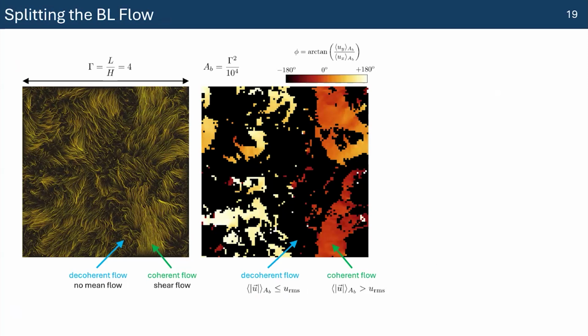We do that by splitting up the domain into 100 by 100 cells. And in each cell, we compute a URMS. And then we check whether the URMS within each cell is greater than or less than the URMS computed over the entire plane. If the URMS computed over a single cell is less than the global URMS at this plane, we call that decoherent flow, which is marked in these black regions. And if it is greater than the global URMS at that plane, it's shear-dominated coherent flow. Based on this, we split the flow into coherent and decoherent regions. Now we can look at the profiles in these two regions separately.